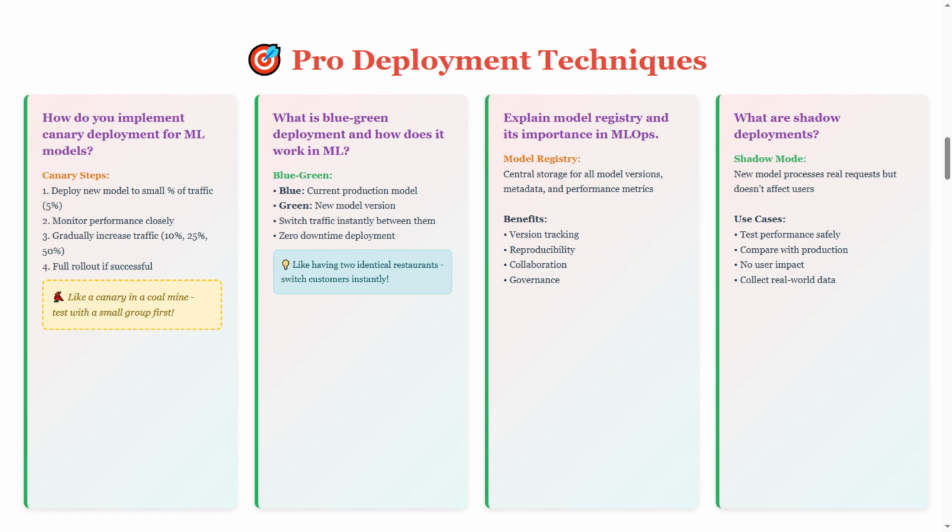Fourth question: what are shadow deployments? In shadow mode, the new model processes real requests but doesn't affect users. Use cases include testing performance safely, comparing with production, ensuring no user impact, and collecting real-world data.